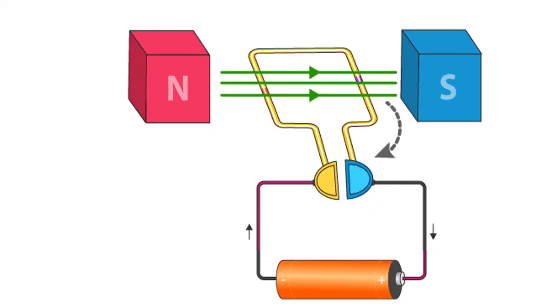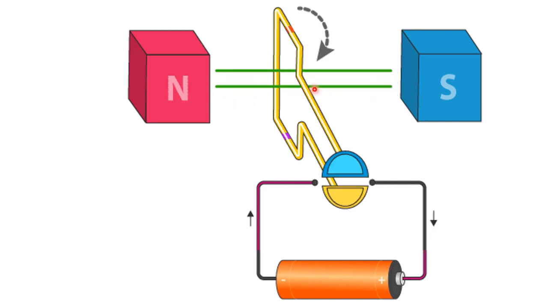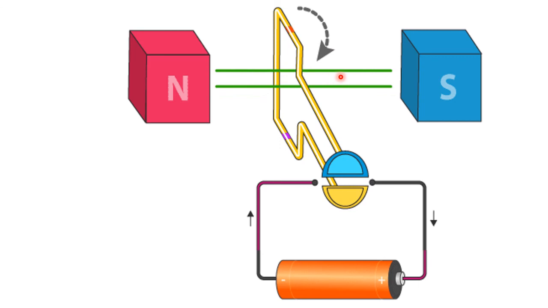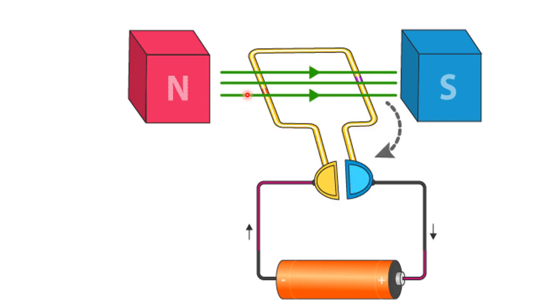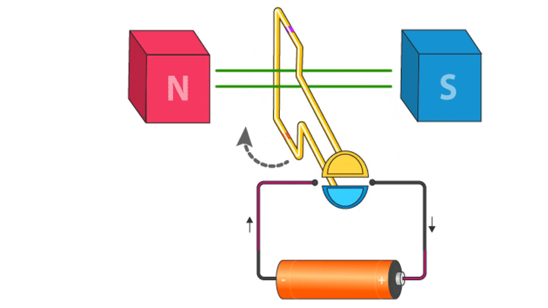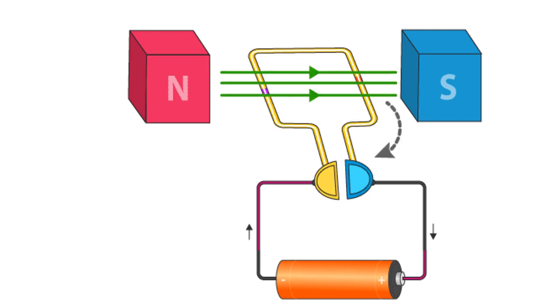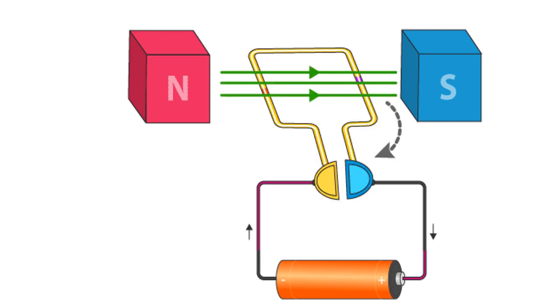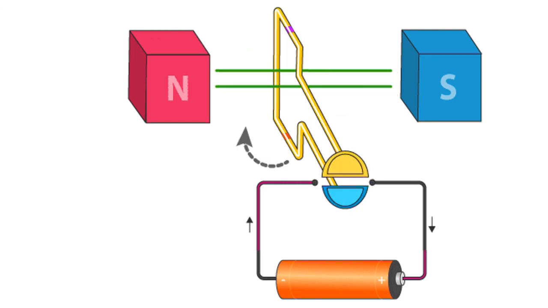So here is an animation showing how the armature will rotate between North Pole and South Pole. This green arrow gives the direction of the magnetic field, and this gives the direction of the rotation. So in this way, when we supply the current to the motor, it will rotate.